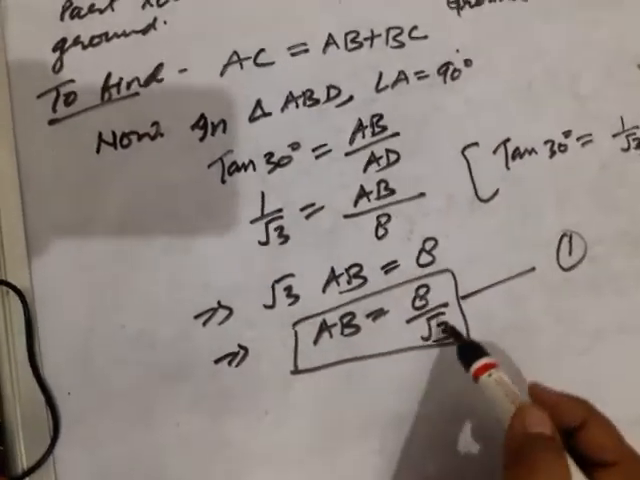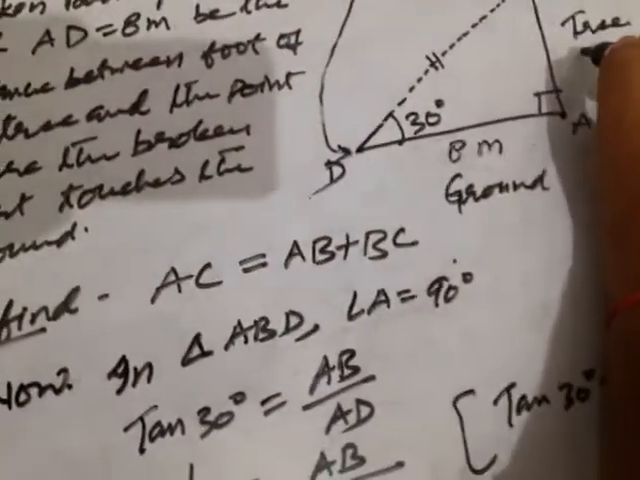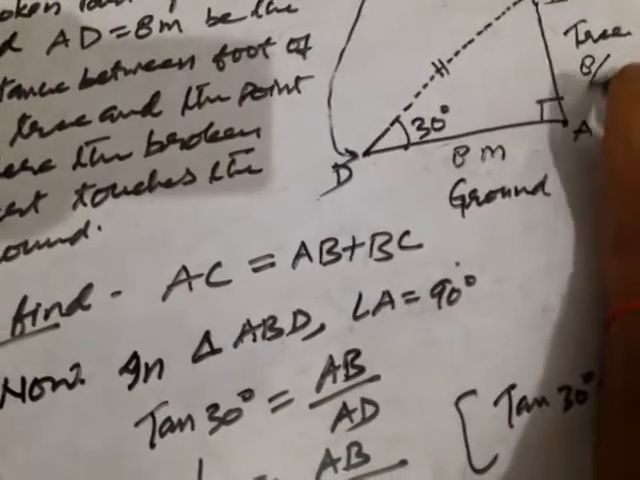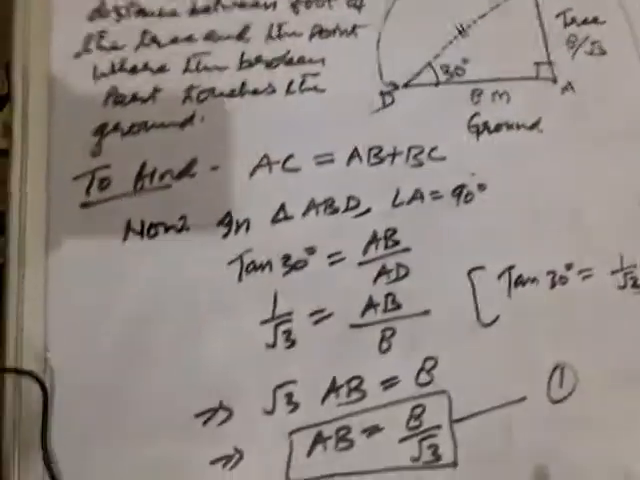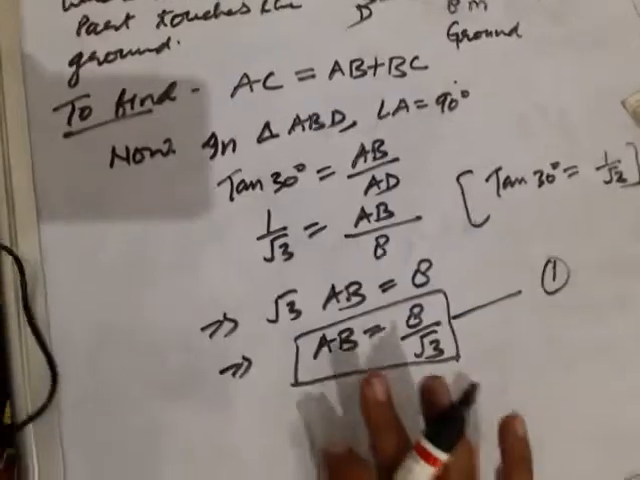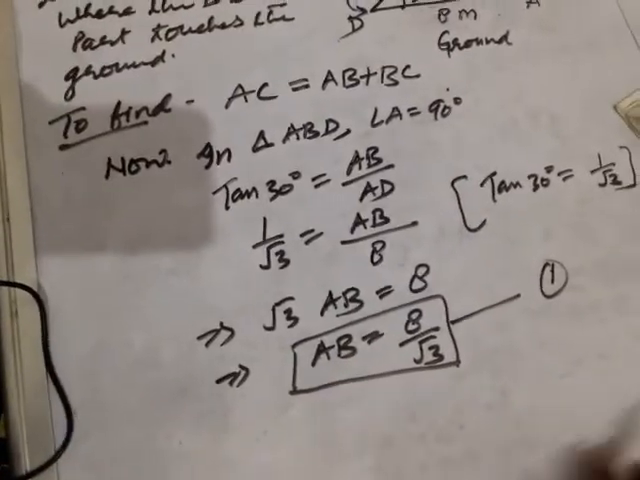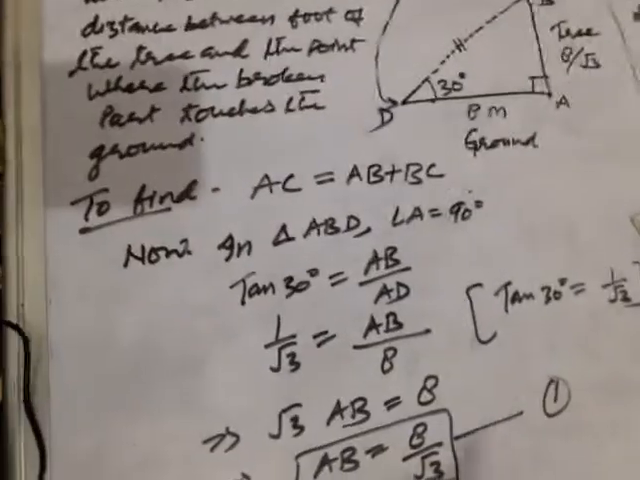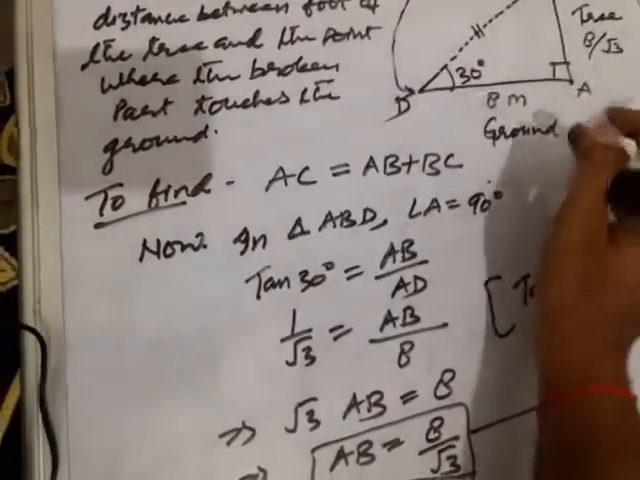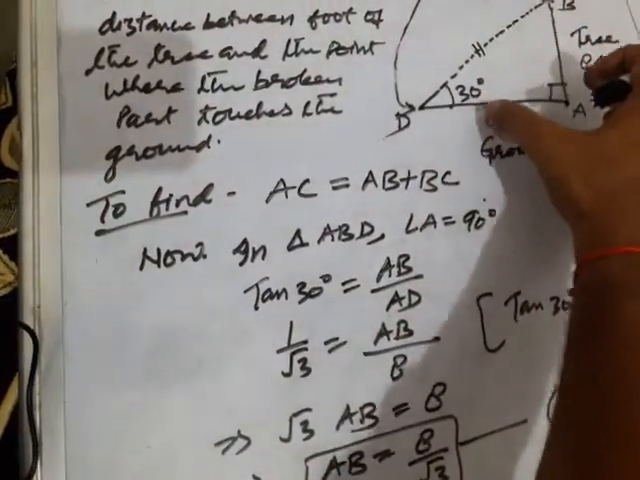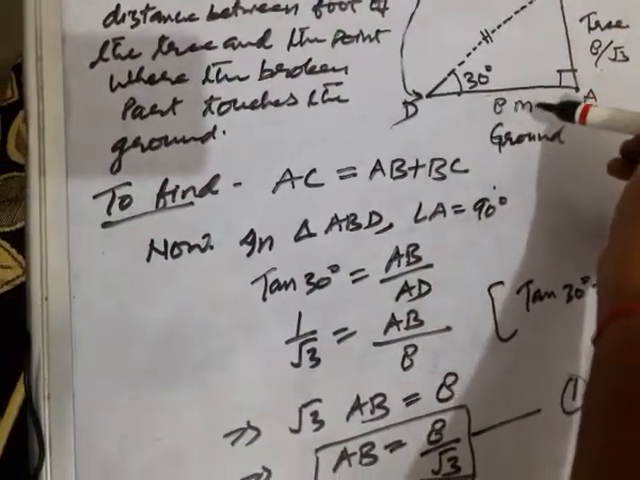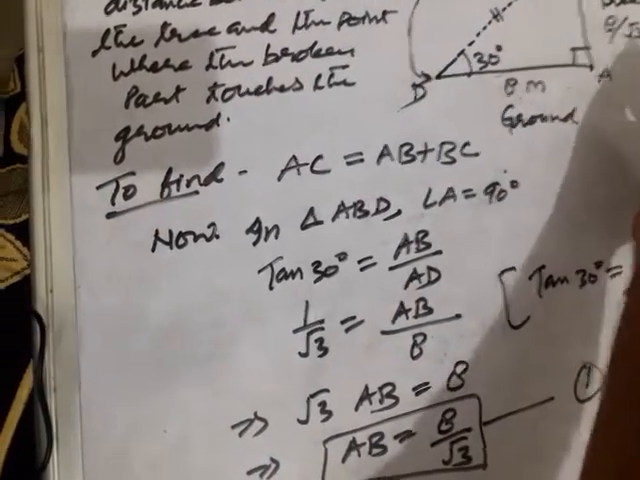AB you have found out to be 8 upon root 3. This is AB, this is 8 upon root 3 we have found out. Clear? Now in this situation you have two options. Two sides out of the three are now available with us, 8 meter and 8 upon root 3 meter.